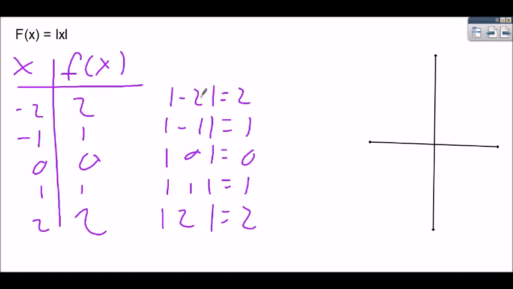So notice when I plug in the -2, it's still 2 units away. So here are my points. I'm just going to go graph them. So no matter what our absolute value equation is, it's going to make this V shape with a center point.